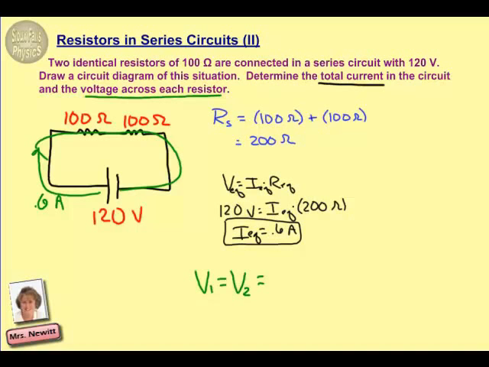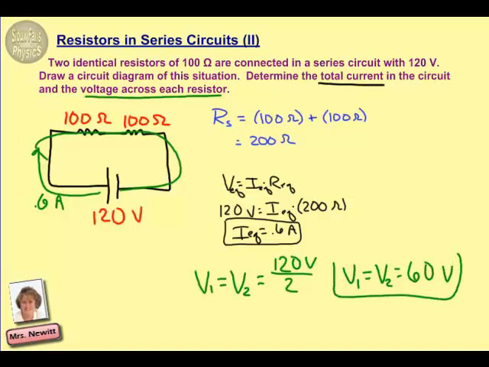But because we have equal resistors in this case, we can find the voltage applied to each simply by splitting our total voltage in half. So voltage 1 and voltage 2, each one of those resistors would get the benefit of 60 volts rather than 120.